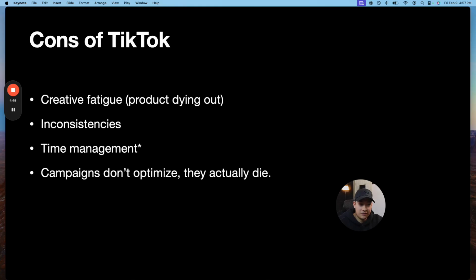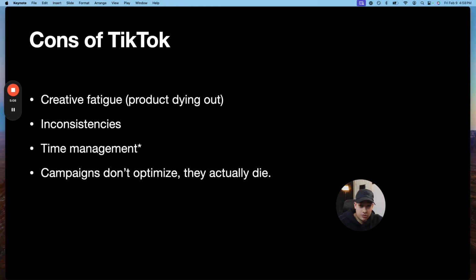Because of this, it's very inconsistent, which leads to the next point: your time management. To get TikTok consistent, which I've done before, you have to be in the ad account all day, turning things off, turning things on, scaling budgets, scaling down budgets, every 30 to 45 minutes.